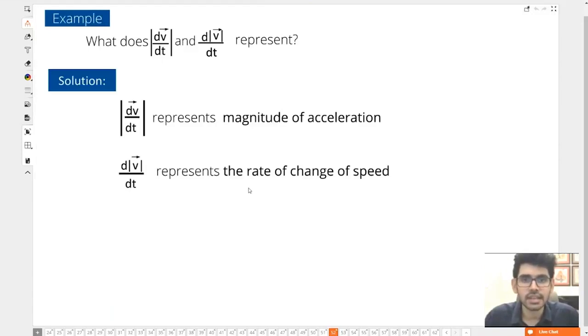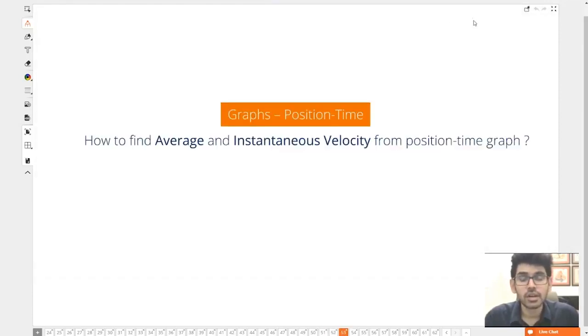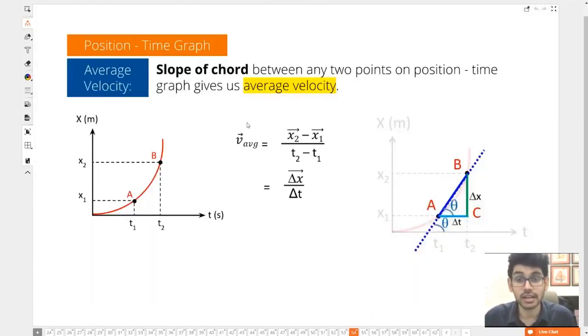Yes. So this represents the magnitude of acceleration, rate of change of speed. Now let's have a look at this. Please focus on the session, not on the video. Graphs: position with respect to time. Position time graphs. How to find the average and instantaneous velocity from position time graphs. We'll also have a good understanding of this.